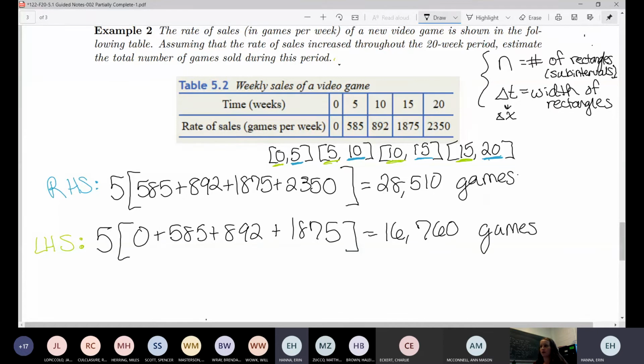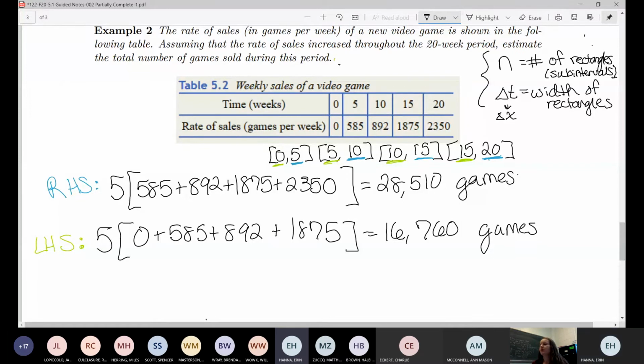Questions, concerns on how I found any of that? I'll wait a couple seconds just in case, and also let people catch up, because I've been forgetting to do that. Okay.